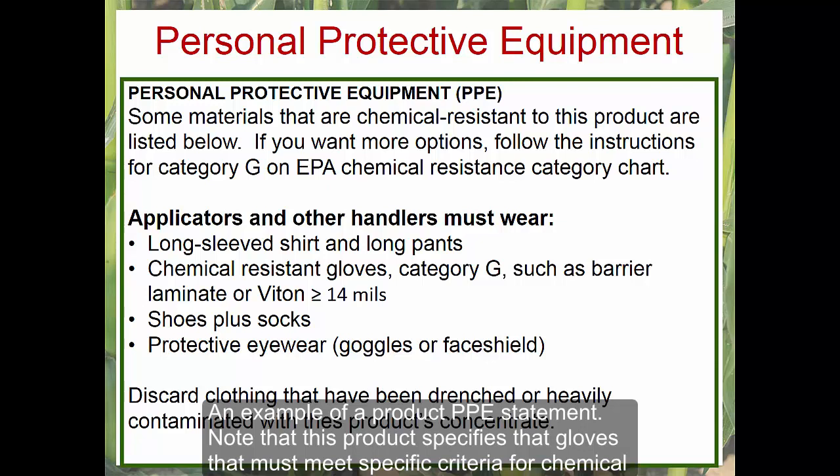Now, note that this product specifies very particularly that the gloves must meet certain criteria. Many pesticide labels will only say waterproof or gloves that are chemical resistant, but you need to read your pesticide PPE statement very carefully to make sure that you are choosing the right materials. Personal protective equipment is not a recommendation. It is a legal requirement for you to wear these while you're making the application.